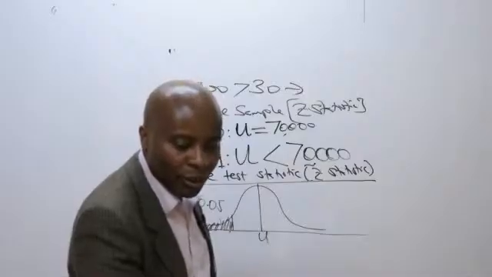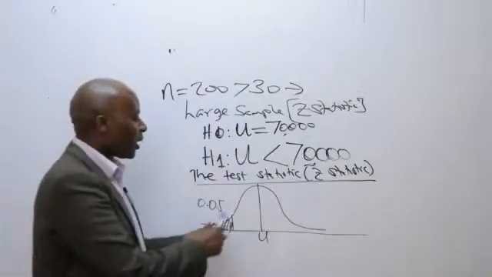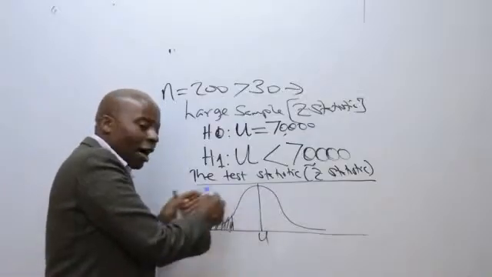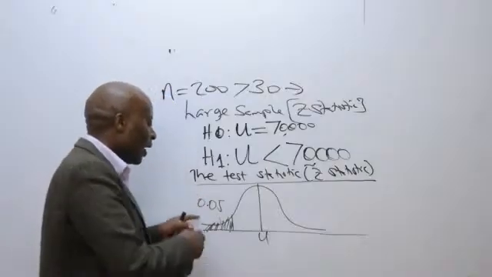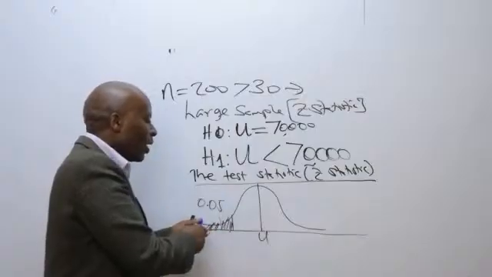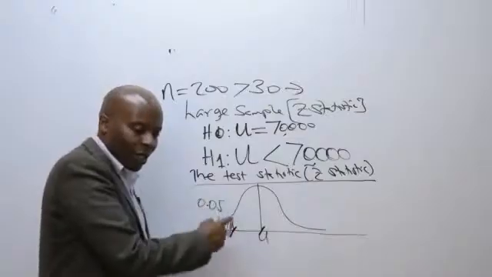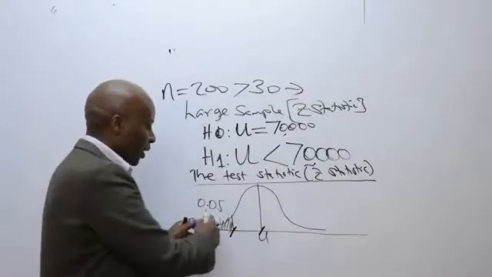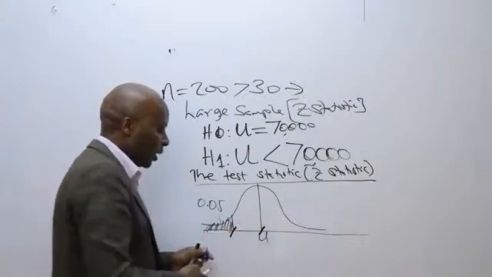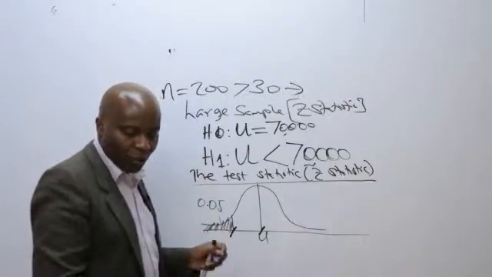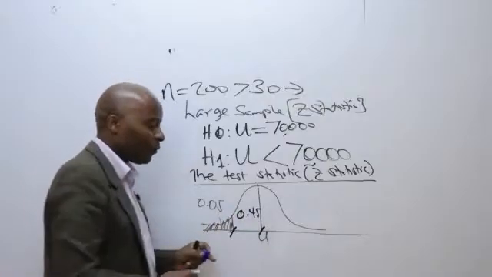Please let it not get lost on us the fact that the total half area is 0.5. And if the total half area is 0.5, and we happen to know this 0.05, could you kindly give me this area from here to here? Given that the 2 areas must add up to 0.5, this unshaded area will be 0.45. Thank you very much.